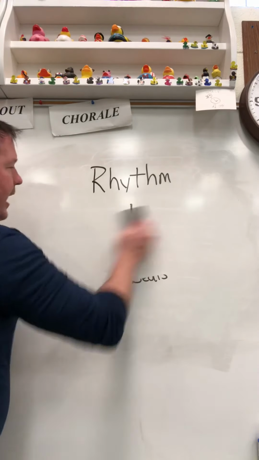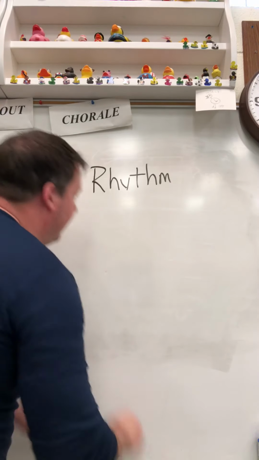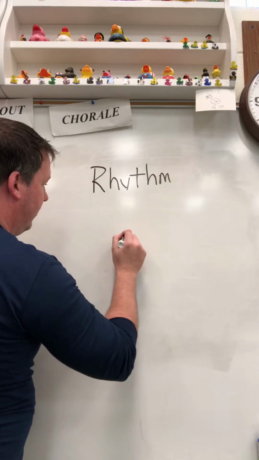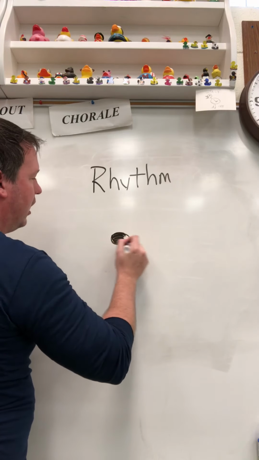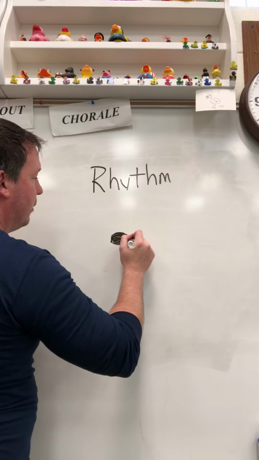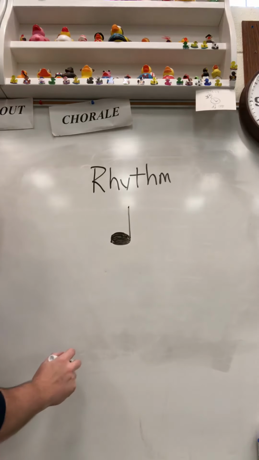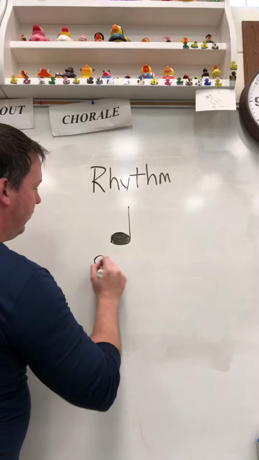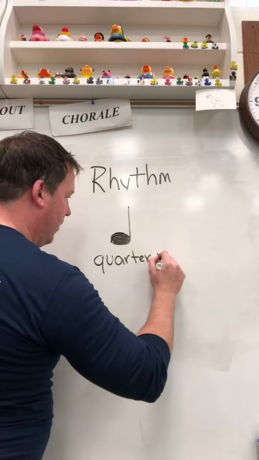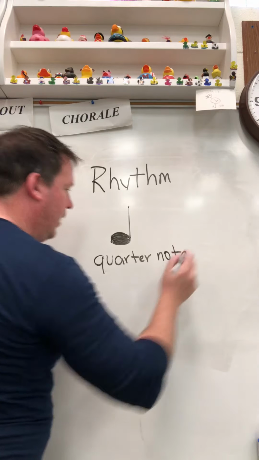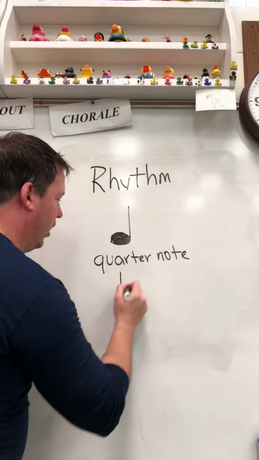The last note we have for today is we're going to make that circle again. We're going to color in the circle, and then we're going to put a stem up on the right-hand side, and we call this a quarter note. And a quarter note gets 1 beat.